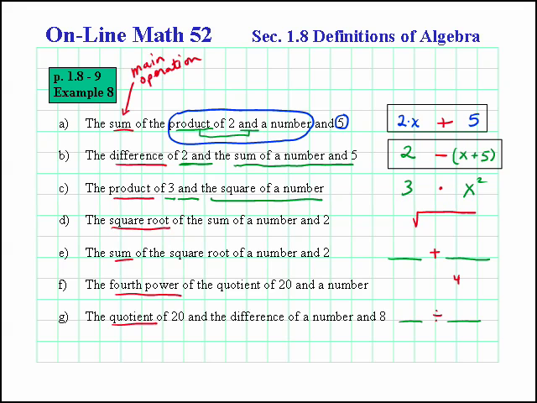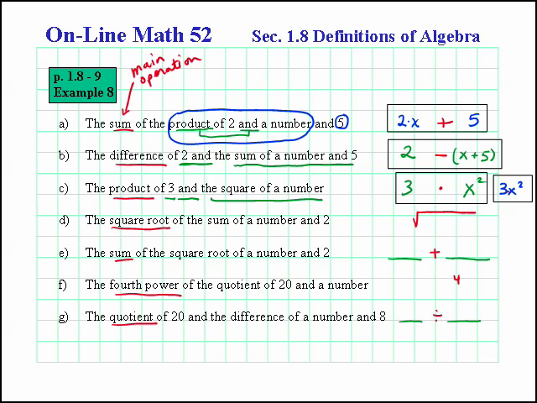Now, we might want to tighten that up. Even though that's accurate, I might want to write it as just 3x squared. That's the product, 3 times. Let me show the little times sign there. So there's the answer, a bigger version of the answer. 3 times x squared, 3x squared. The product of 3 and the square of a number.